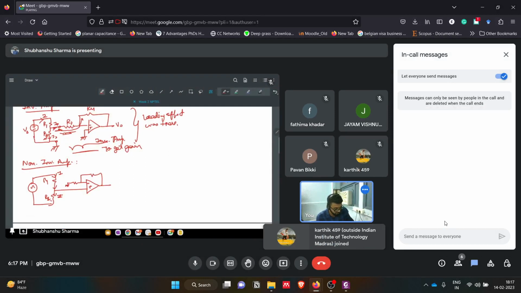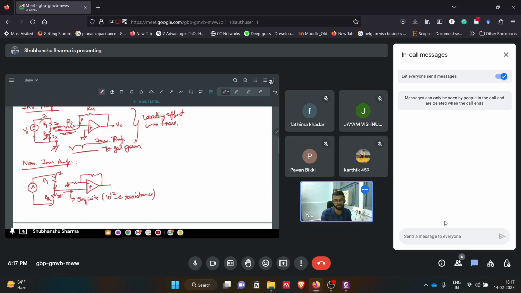Why? Because this path is facing infinite, or in practical terms we'll say 10 to the power 12 ohms resistance, because this is the normal value of the input impedance of this op amp. So whatever voltage drop is happening across R2, we will get as the output, and in this case we can get the gain also. So this was avoiding the loading effect. So this is good.